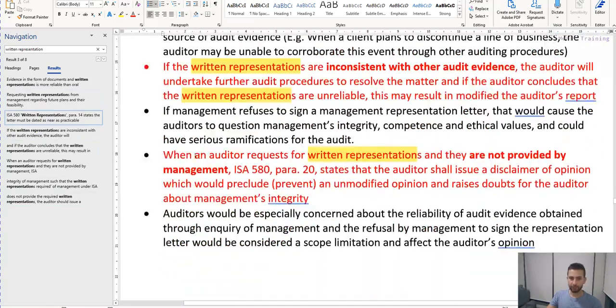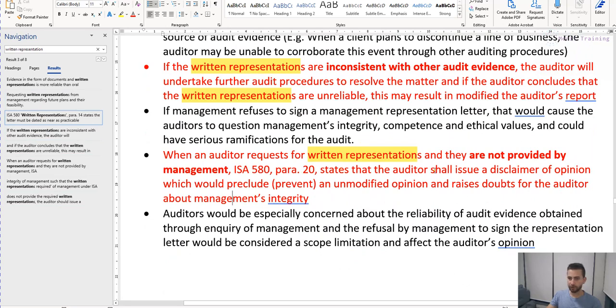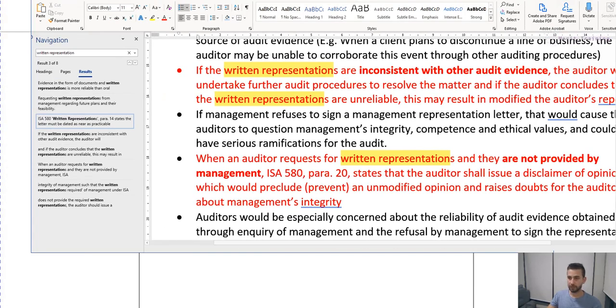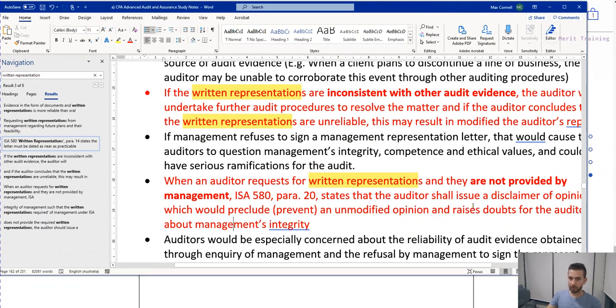And I just scrolled down a little bit and it says, when an auditor requests written representations and they are not provided by management, ISA 580 paragraph 20 states that the auditor shall issue a disclaimer of opinion, which would preclude, in other words prevent, an unmodified opinion and raises doubts for the auditor about management's integrity. So let's see which one of these answers is most similar to what we have in the notes. A situation sufficient to preclude an unmodified opinion seems pretty close to what we've got here, which would preclude an unmodified opinion.